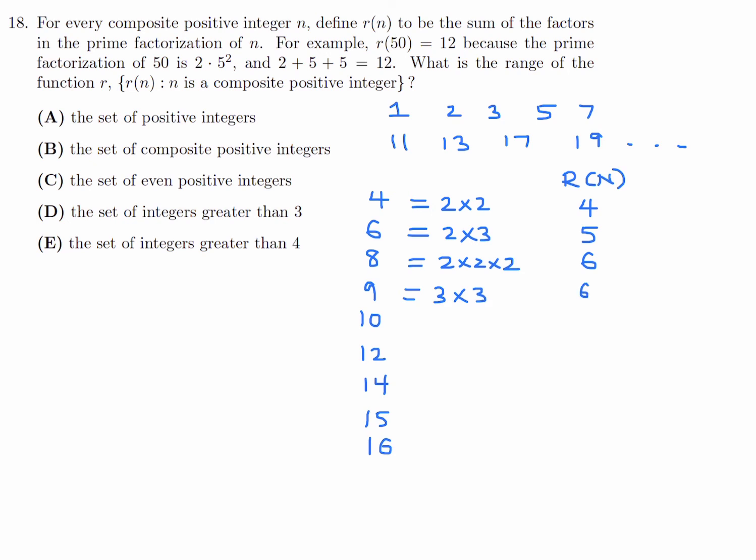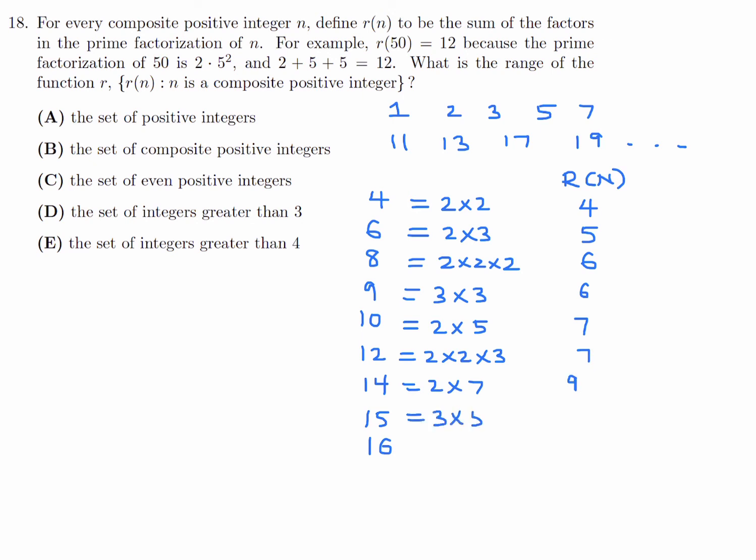Okay, 9 is 3 times 3. When you add them, you get 6. 10 is 2 times 5. When you add them, 2 plus 5 is 7. 12 is 2 times 2 times 3. When you add those prime factors, you get 7. 14 is 2 times 7. Adding, you get 9.